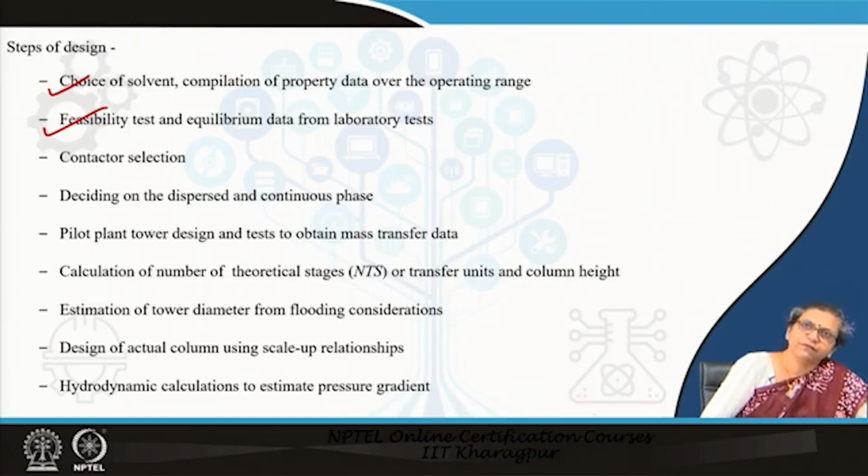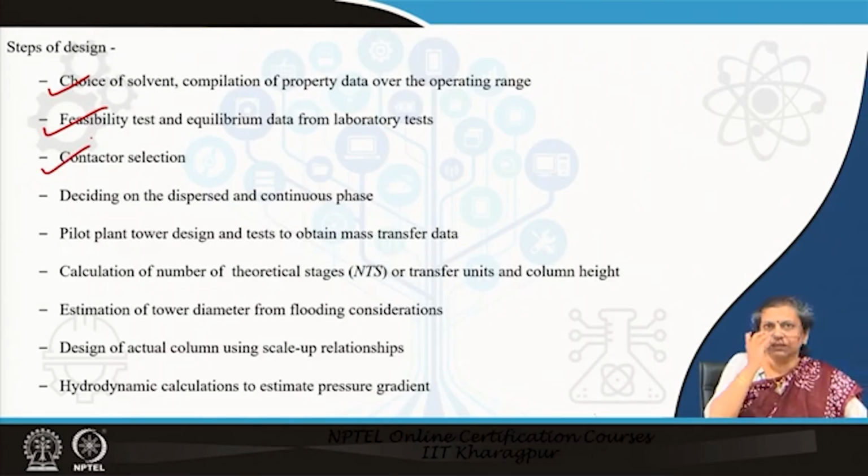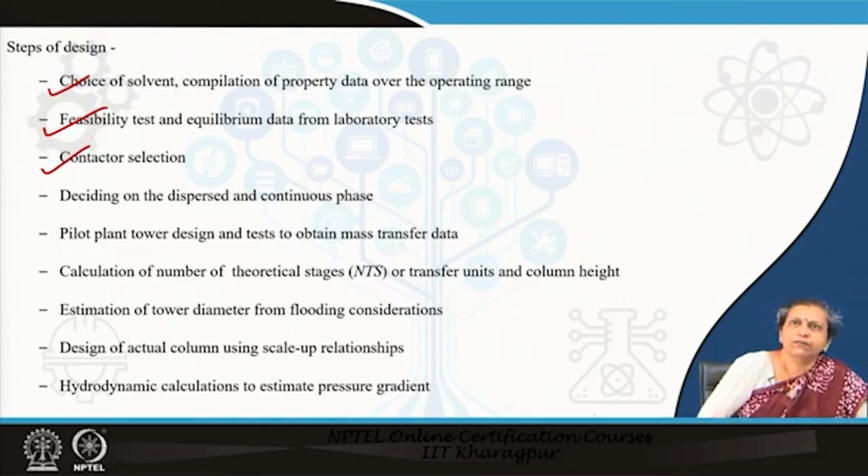Next, we are supposed to decide upon the contactor selection. That also I had mentioned, and you will be remembering that when we opt for a mixer settler, for most of the cases, particularly when the throughput is high, we would like to go for a continuous operation. Among the continuous operation, we can select a packed bed, we can select a sieve tray tower, and suppose the number of theoretical stages are very high, or else the interfacial tension is say moderate to high, as we had already discussed, we would like to go for any type of an agitated contactor.